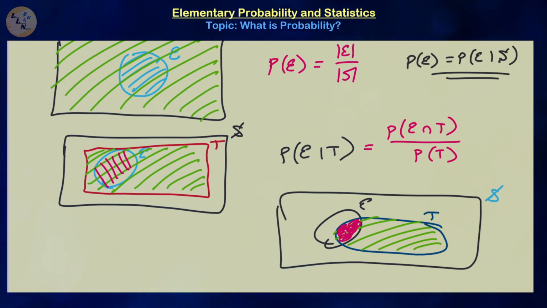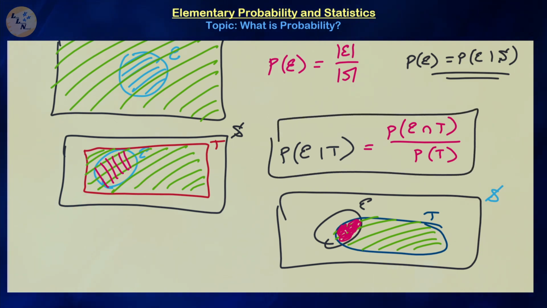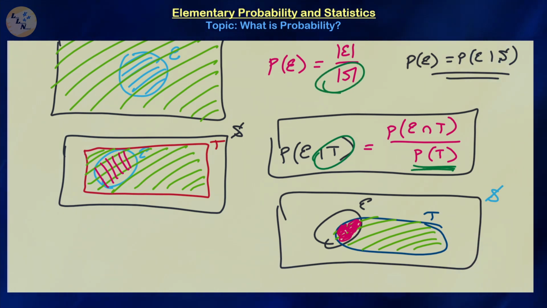So what a conditional probability does is it creates a new sample space. Because remember, the sample space is usually on the bottom of our probability calculations, so T is acting like our new sample space, which is pretty interesting.